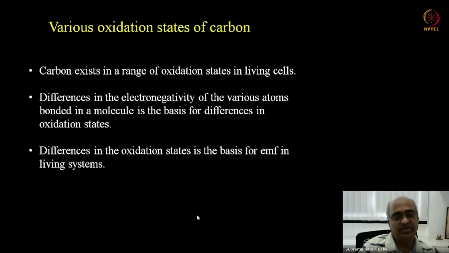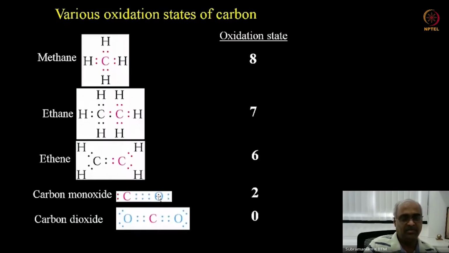So before we move further, we are going to look at the carbon's oxidation state once more. We have already paid attention to this at the very beginning, when we considered five kinds of reactions. In one of them, in the oxidation reduction, we looked at how carbon has multiple oxidation states. We will revisit that once more in the next slide. Then differences in the electronegativity of various atoms bonded in a molecule is the basis for oxidation state difference. So this will come as we go through examples. Primarily it is all due to electronegativity of the atoms, and that is where the high affinity, low affinity comes from. So first let us go and look at the carbon's oxidation state.